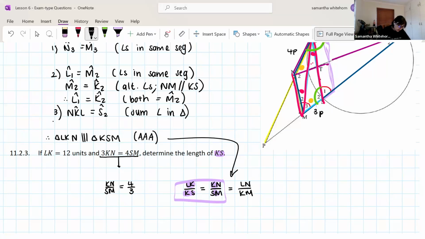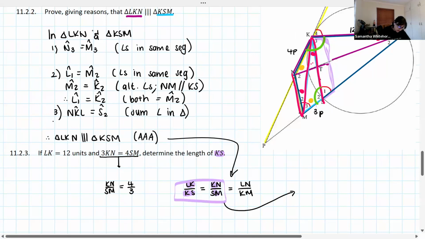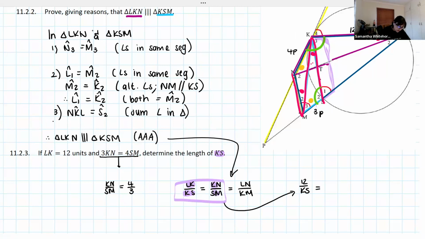So we are looking for KS. We know LK is 12 units. That is equal to, now remember the ratio of KN to SM is 4/3. We're not a huge fan of the fact that KS is in the denominator, but remember any fraction or any ratio you can just flip. So we can flip this to be KS over 12, and we just flip the other side as well, 3/4, which means KS is equal to 3/4 times 12, which means that KS is 9 units.